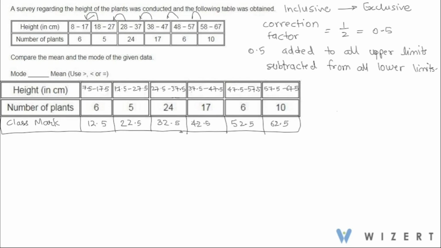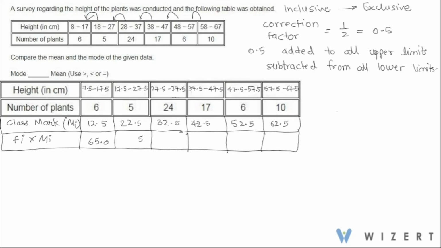Now let's write a column with Fi multiplied by Mi. So let's make these multiplications. So let's see, 12.5 into 6: 6 5s are 30, 6 2s are 12 plus 3 is 15, 6 1s are 6, so 75. Next, this is 5 5s are 25, 5 2s are 10 plus 2 is 12, 5 2s are 10 plus 1 is 11.